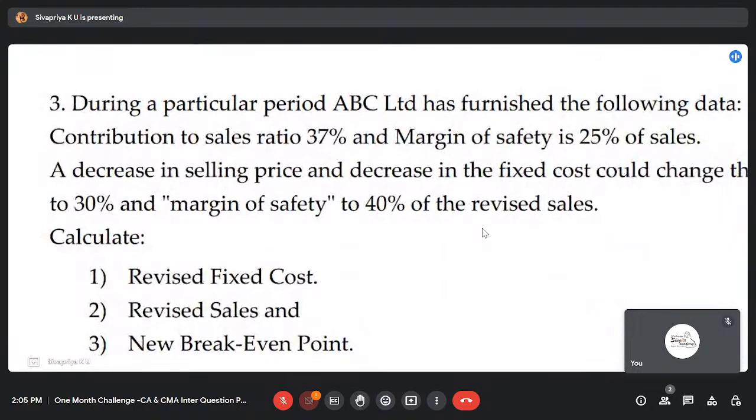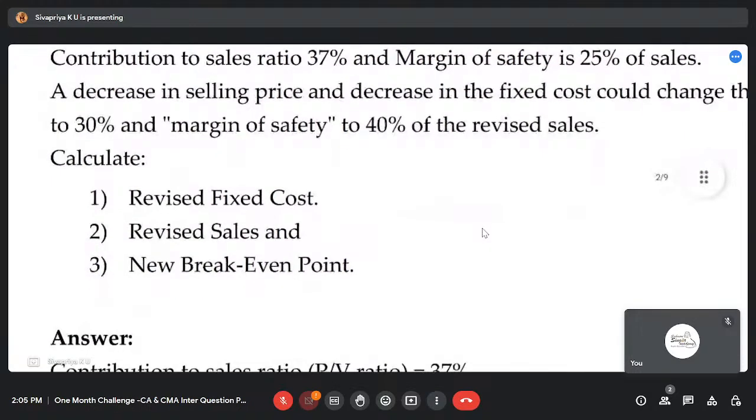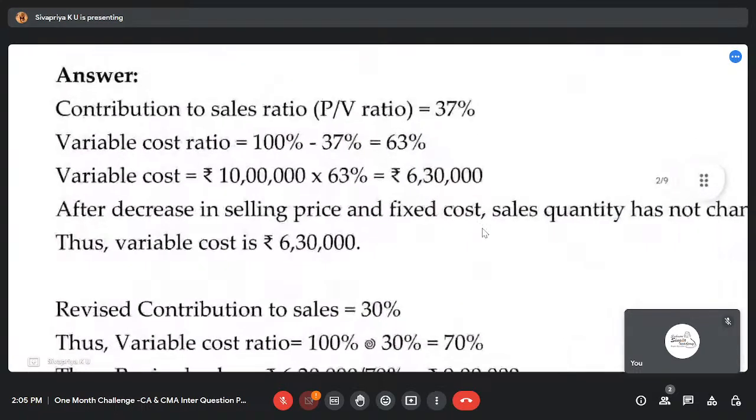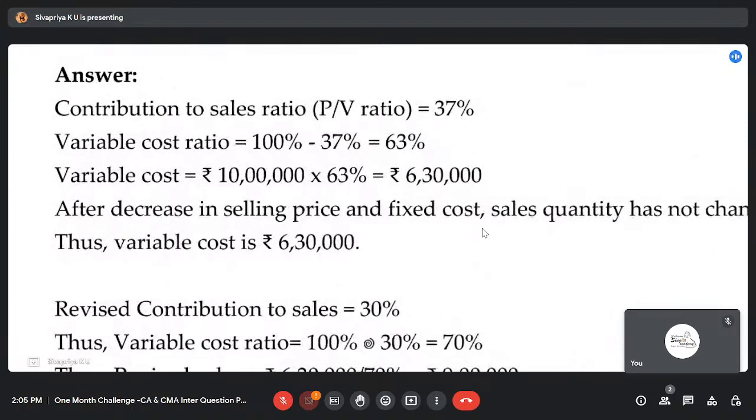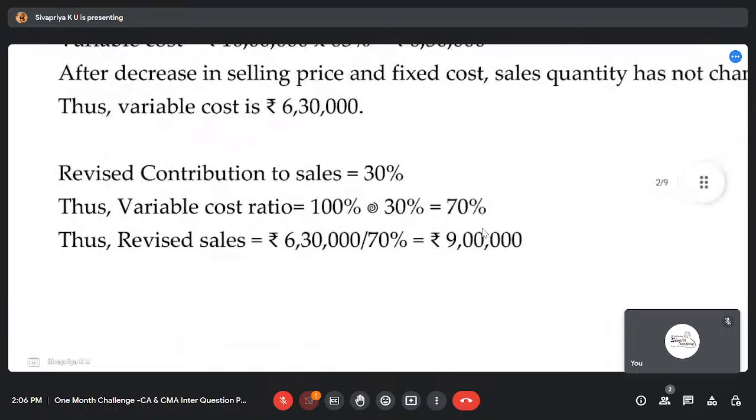So இது வந்து marginal costing உள்ள ஒரு problem. So you have to calculate the fixed cost, revised sales and new break-even point. So PV ratio 37%, variable ratio will be 63%. So variable cost எவ்வளோனா 6,30,000. Revised contribution to sales, another revised PV ratio is 30% and the revised variable cost ratio will be 70%. So revised sales is 9 lakhs.